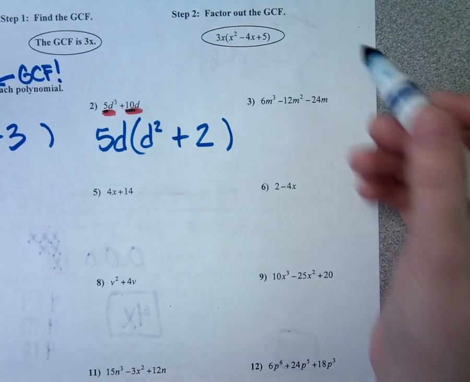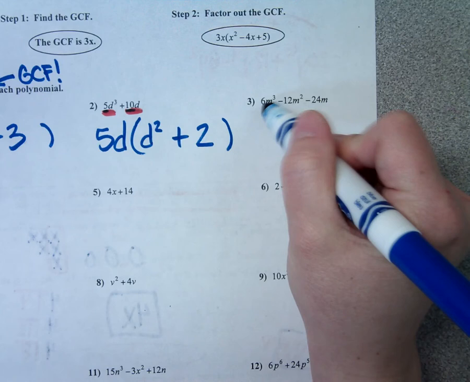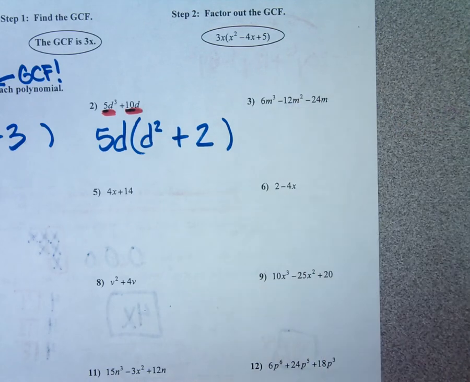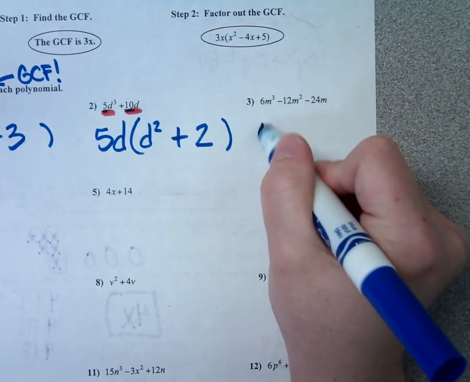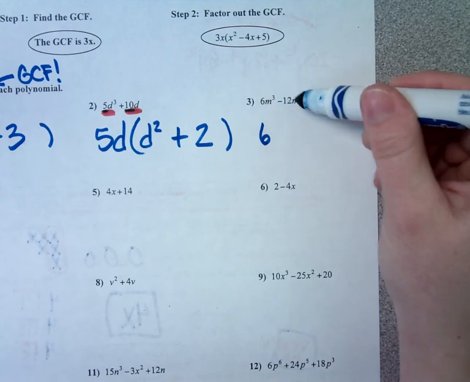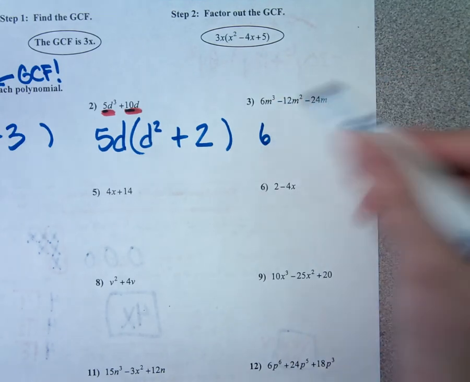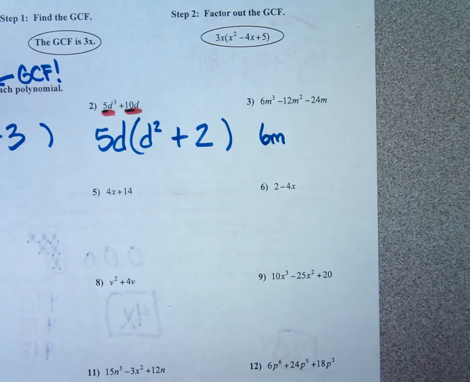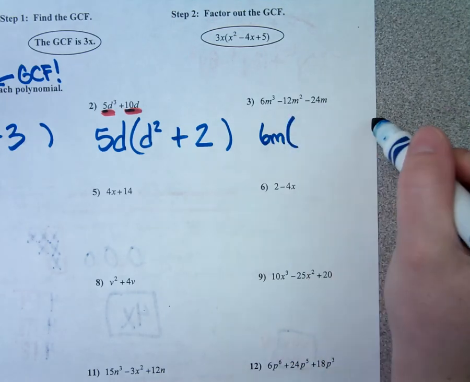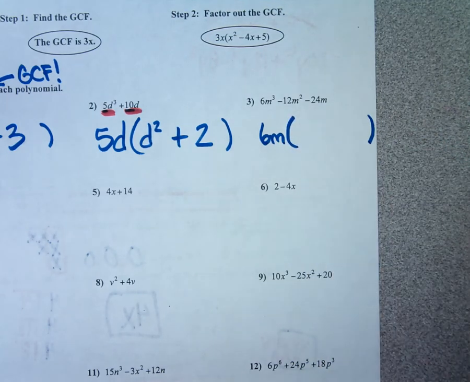Okay, number 3. What's the greatest thing that goes into 6, 12, and 24? 6. What's the greatest number of M's they all have? They all have 1 M. Okay, so once you find your GCF, slap your parentheses down behind it.